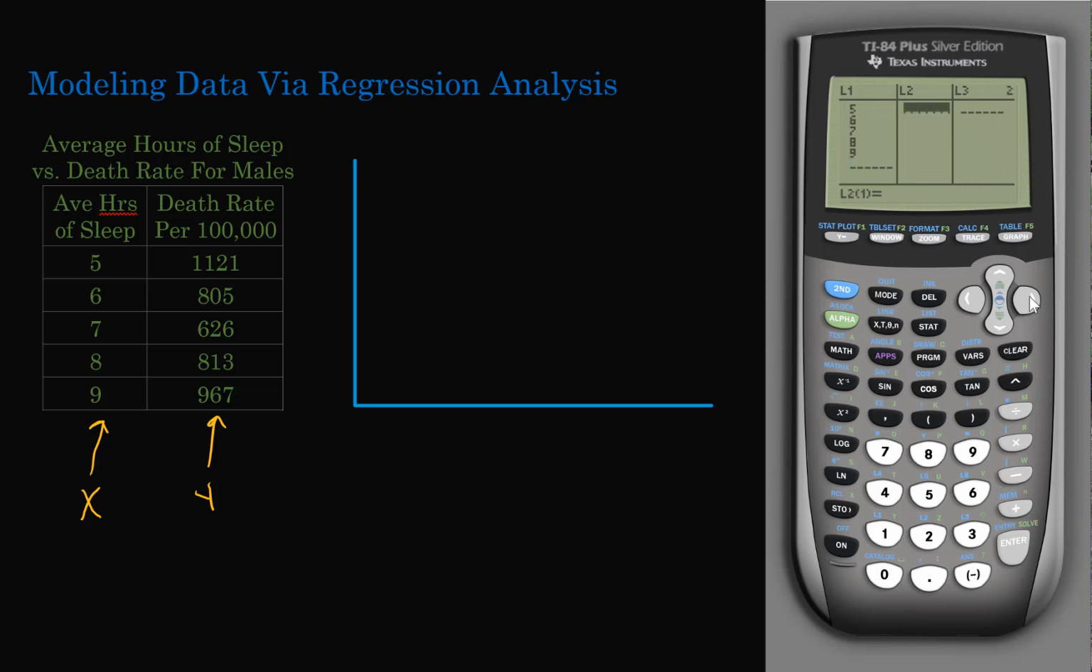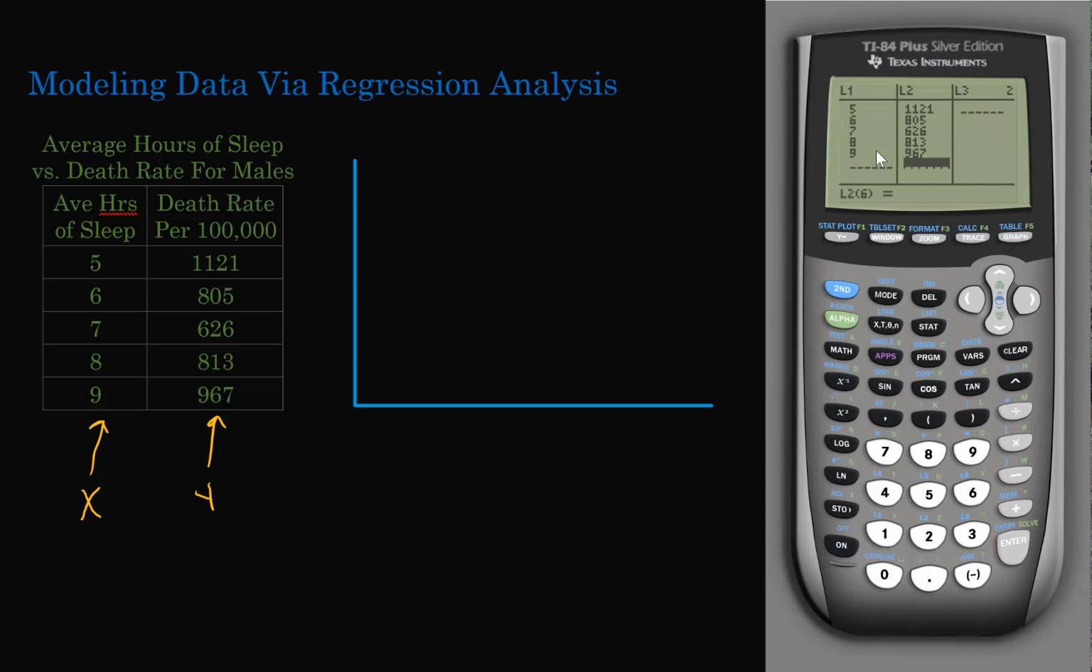Then in list 2, I'm going to put my Y values: 1121, 805, 626, 813, and then 967. I'm going to check to make sure that both lists are the same length. If they aren't the same length, there's a problem. You need to go back and determine, did I enter a number in more than once or did I leave a number out somewhere? Either way, you need to fix your data.